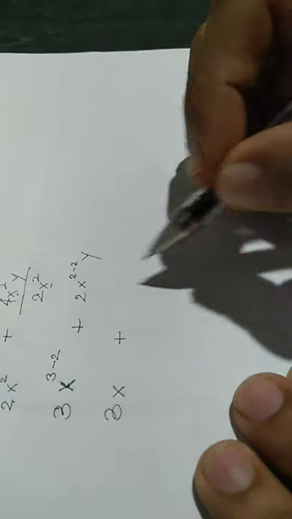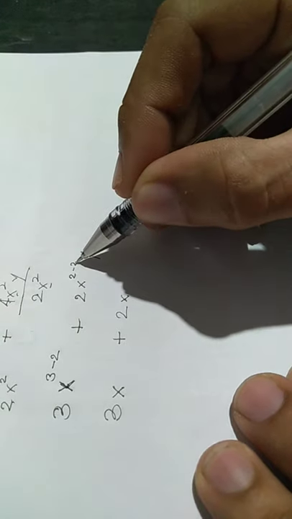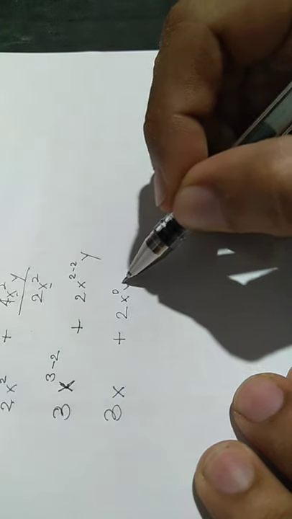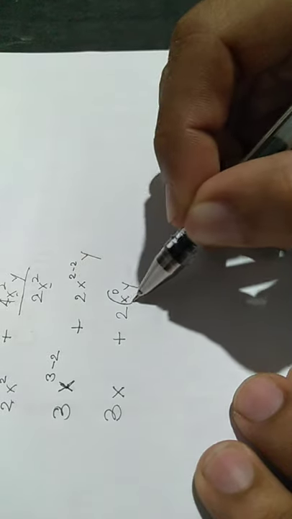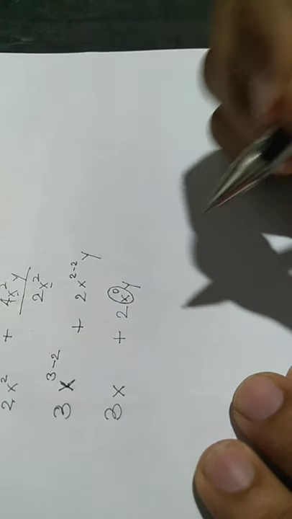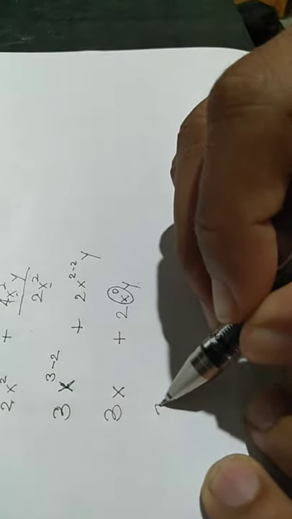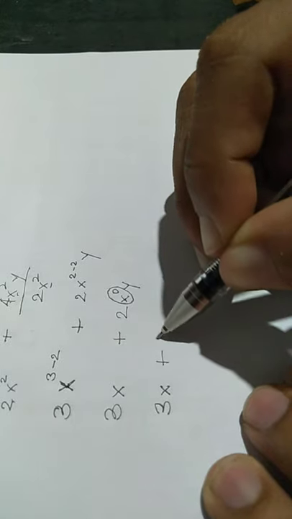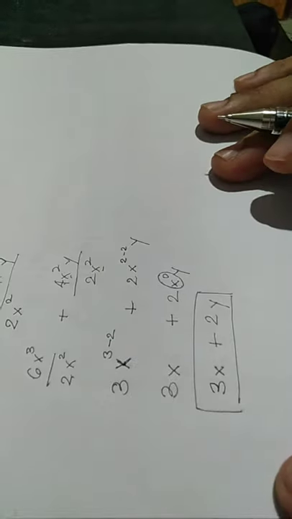Plus 2x, 2 minus 2, 0. Since it is already 0, we will remove this. It is already considered as 1. So, our final answer is 3x plus 2y. That is for step number 4.